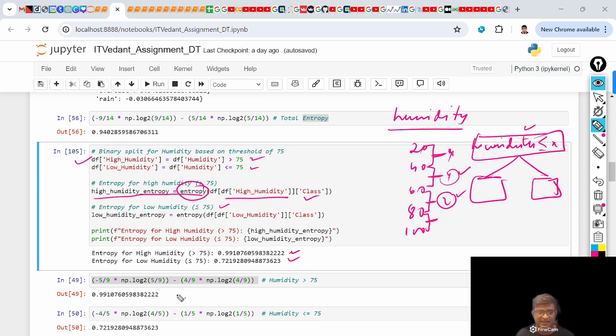Okay. And if you do this function manually, for high humidity, like more than 75, there were 9 records, out of that 5 were positive, 4 were negative, and we put the formula, we'll get the same value as this one. Okay. Similarly, for low humidity, we have total 5 records, 4 were positive, 1 was negative, and if you put the same formula, we will get this entropy. Okay.